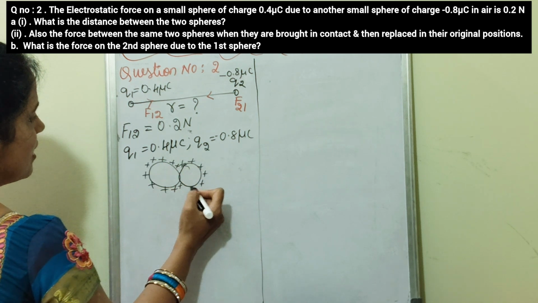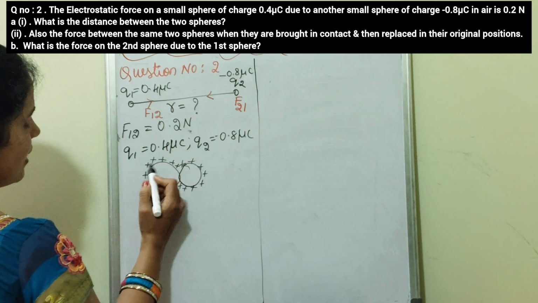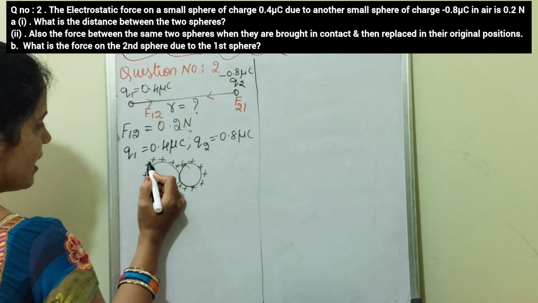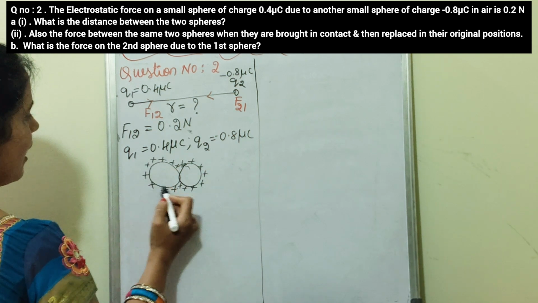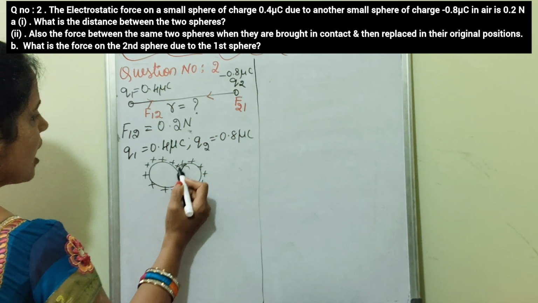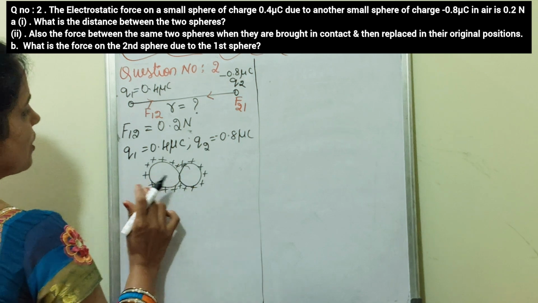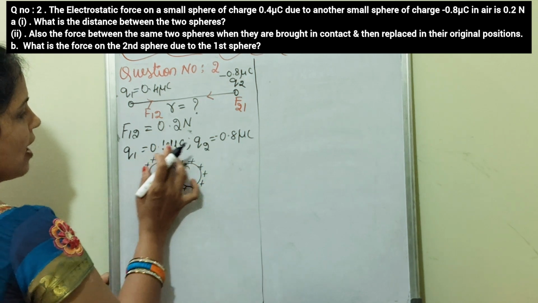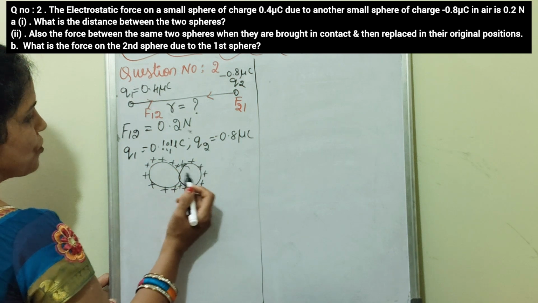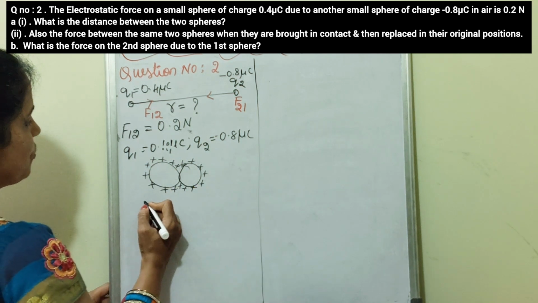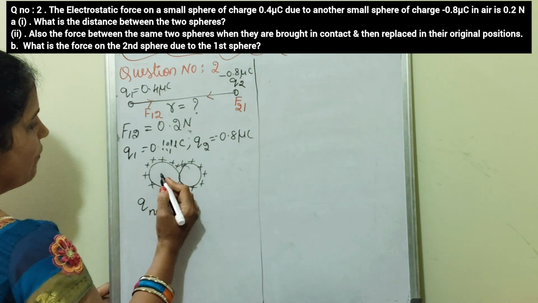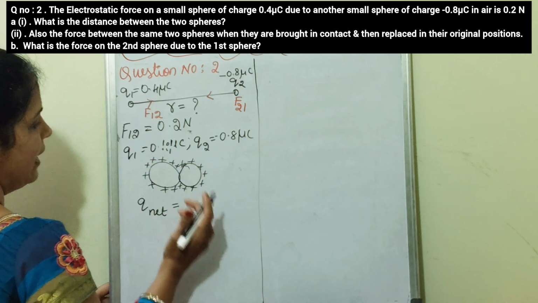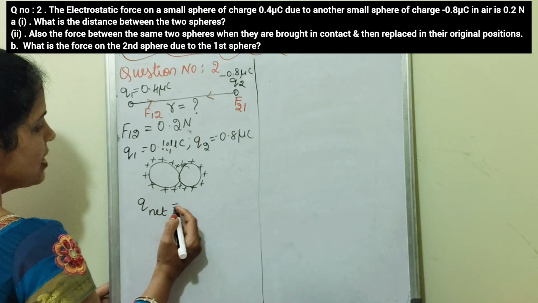When you bring these two conductors in contact, the charges find an easy path for their flow, right? So charges flow everywhere here, because a conductor allows charges to flow through it easily. So then the total charges are shared among these two conductors. So first we need to calculate the net charge. What is the total charge when these two spheres come in contact?